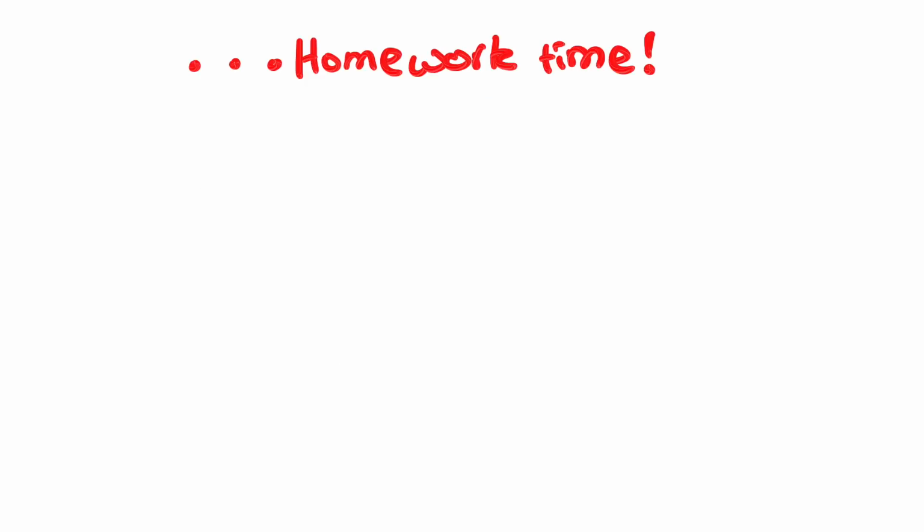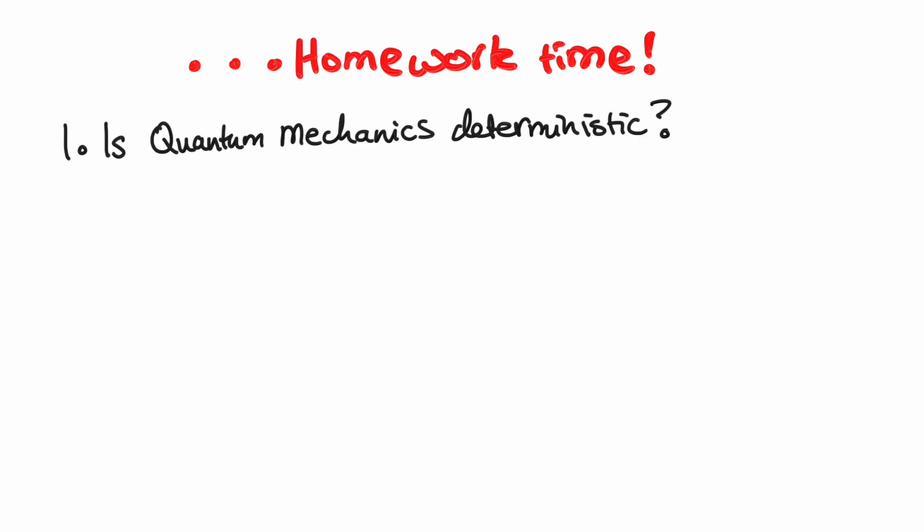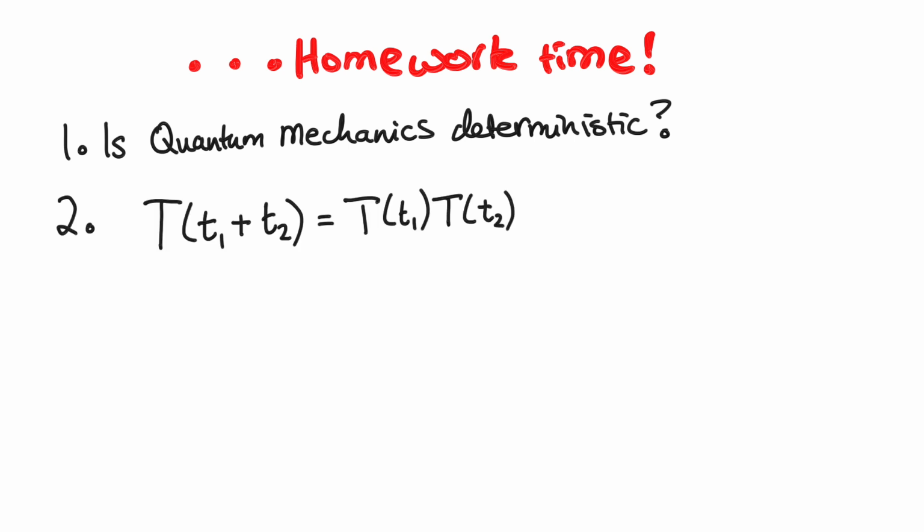First, throughout these two videos, I kept talking about predicting the future and that if you know the present state, you can predict the future state. Does this mean that quantum mechanics is deterministic? If you don't think so, comment on where the determinism ends and the randomness starts in this theory. Second, show that for the Schrodinger equation, it's the same thing to go forward in time t1 plus t2 as to go forward in time t1 and then go forward in time t2. This seems obvious, but explain what the philosophical consequences of this might be.